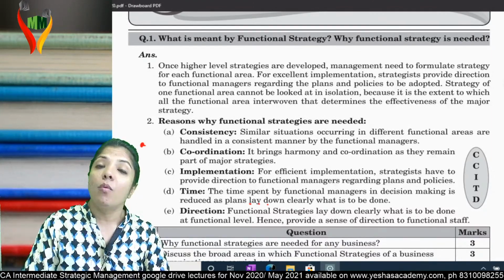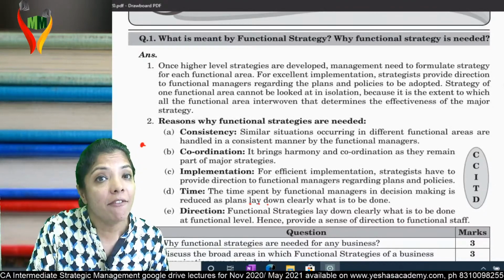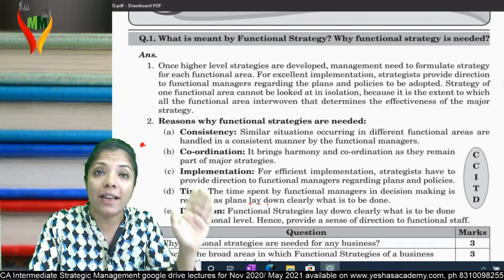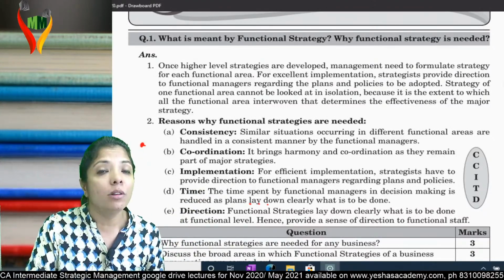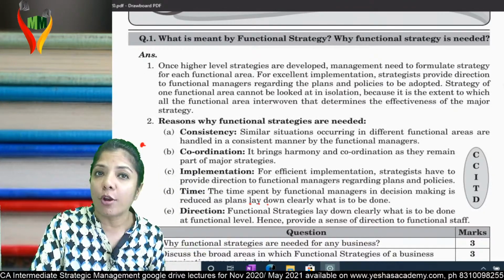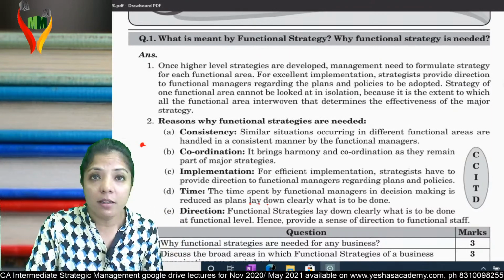Am I clear? Again, I'm saying why they don't formulate for themselves, because if they will formulate, they will only look into their department and not the organization as a whole. So when you look at things only from your point of view and not the complete organization's point of view, it may benefit you but not the company as a whole. Am I clear? So simple.